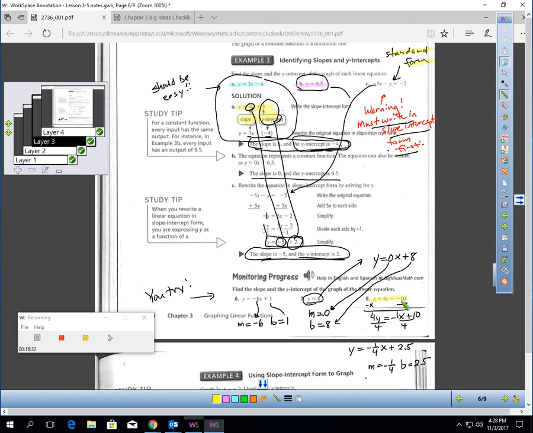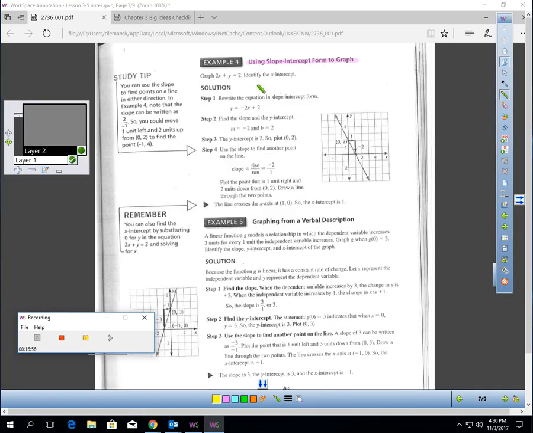Standard form doesn't tell me y-intercept and slope. I got to quickly solve for y. Take away x, divide everything by 4, separate fractions, negative 1x over 4 is negative quarter x, and 10 over 4 is 2.5. You see my slope is negative quarter, and my y-intercept is 2.5. Now that you know how to find slope and y-intercept, you should be able to graph easily without a calculator.